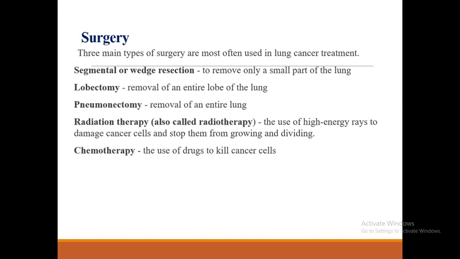Surgery, there we have different types of surgery. Three main types of surgery are most often used. First one, segmental or wedge resection to remove a small part of the lung. Then we have lobectomy, removal of an entire lobe of the lung. Then we have pneumonectomy, removal of an entire lung, so the patient can survive with the other lung.